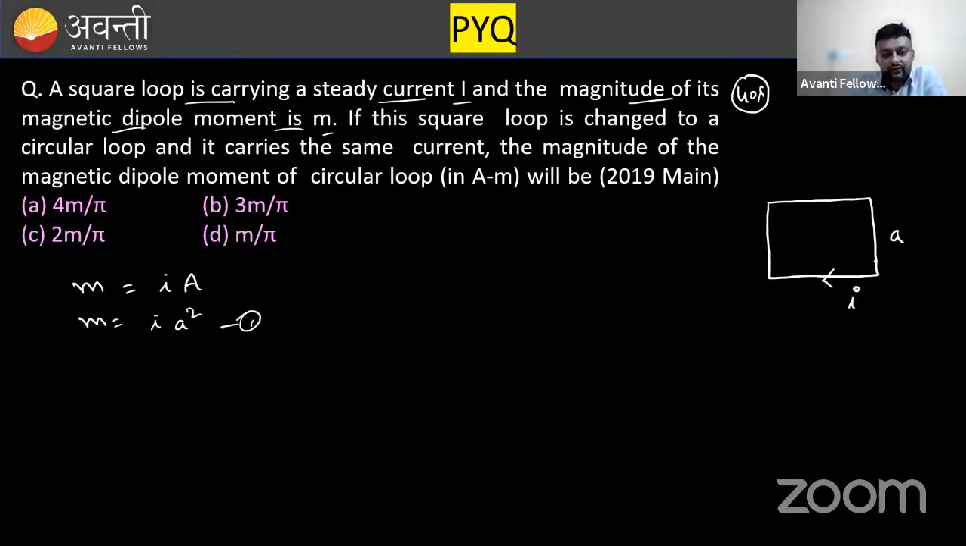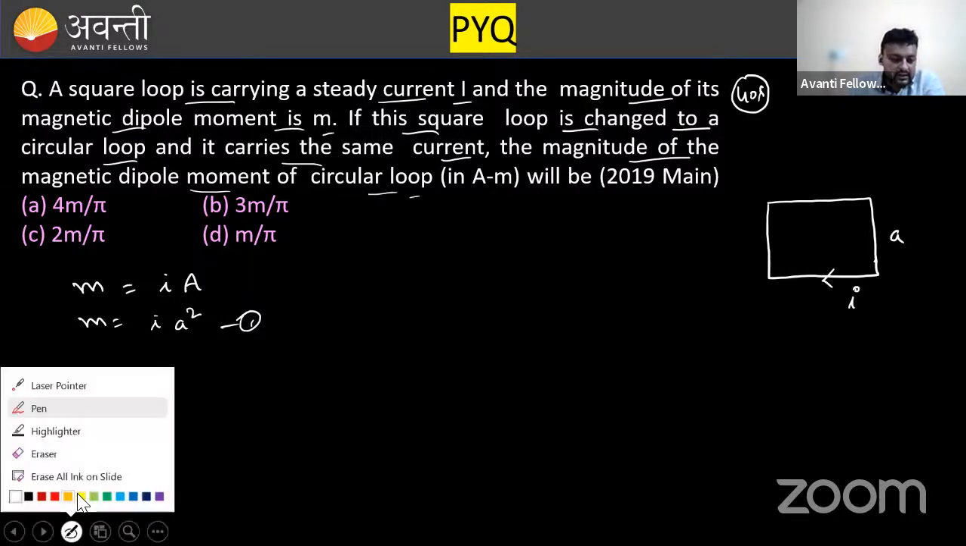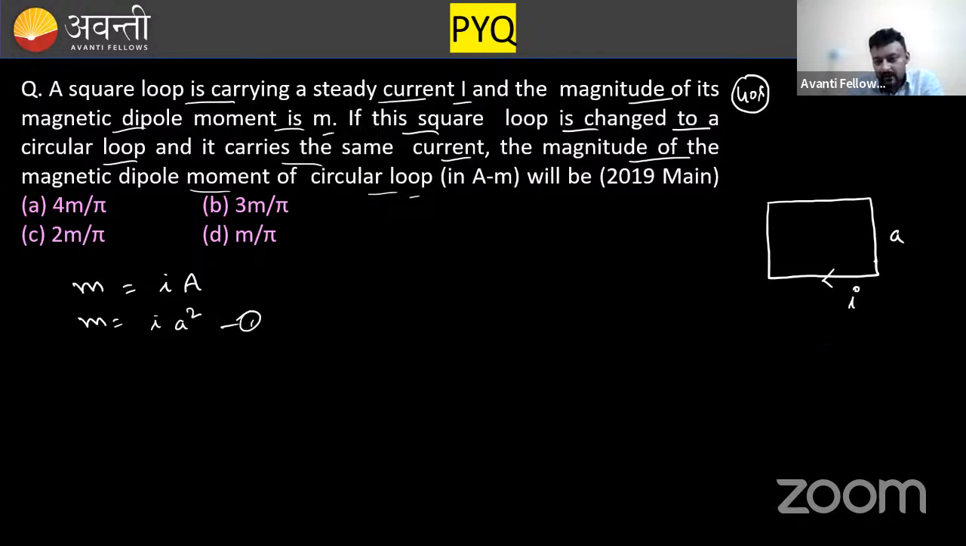Now they are saying if this square loop is changed to a circular loop and it carries the same current, the magnitude of magnetic dipole moment of the circular loop will be? So now they are transforming it into a circular loop like this. If you transform this square loop into a circular loop, let's suppose its radius becomes R. And in the whole process, the length of the wire ultimately will be the same. If the length of the wire is the same, what can you write?